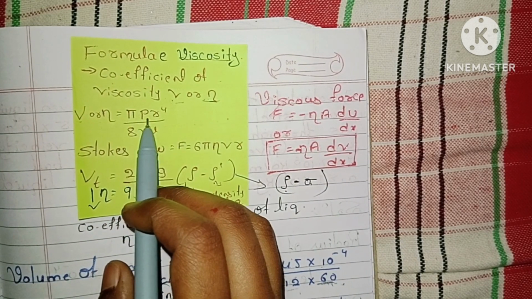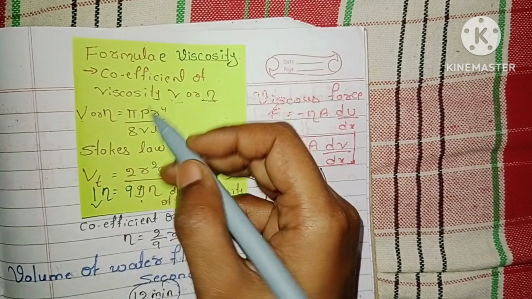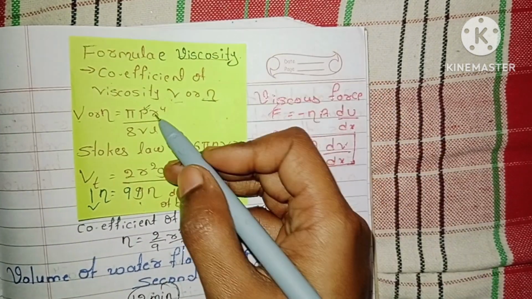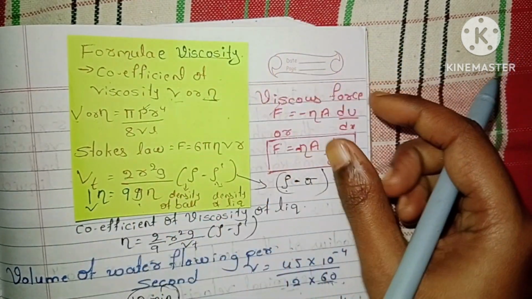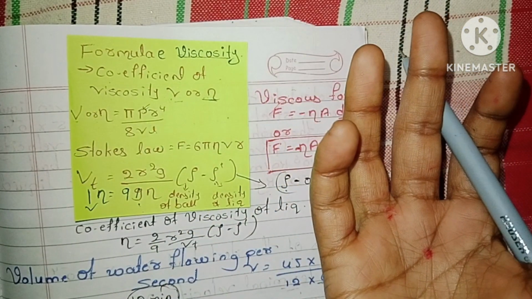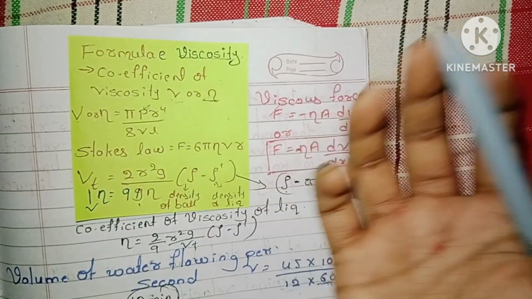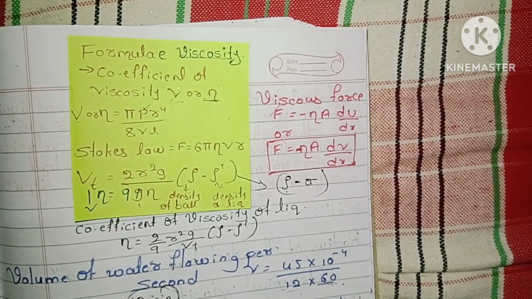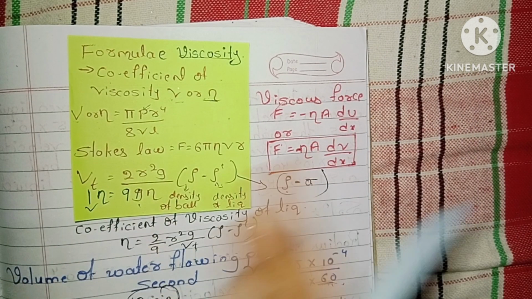So which is equal to pi P r to the 4 divided by 8 V L. We know that P is the pressure of that liquid, r is the radius of the cross section of that tube, and V is the volume per second, or simply take it as a volume. L is the length of that narrow tube, or you can take a capillary, whatever they have given.